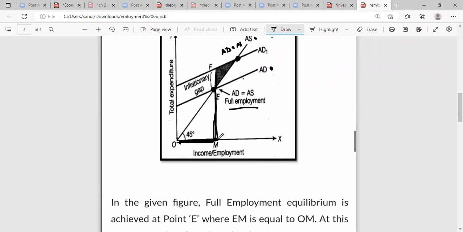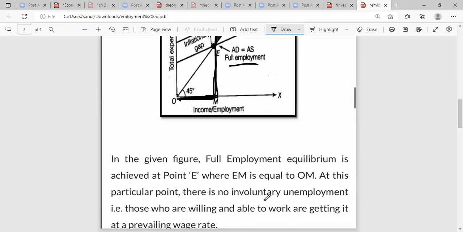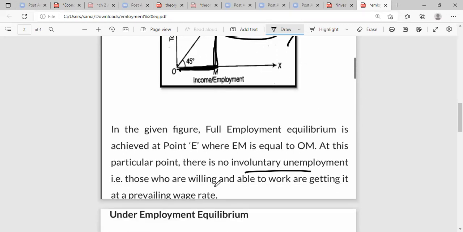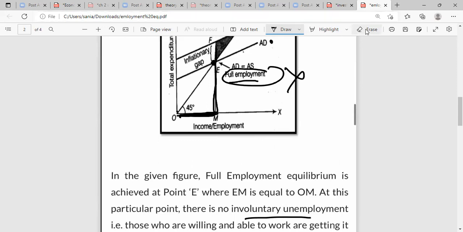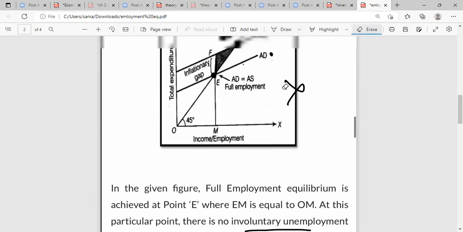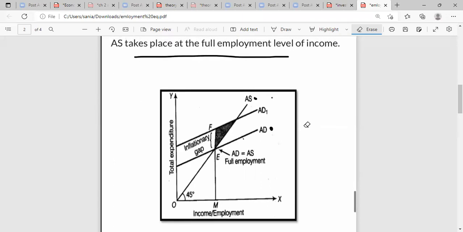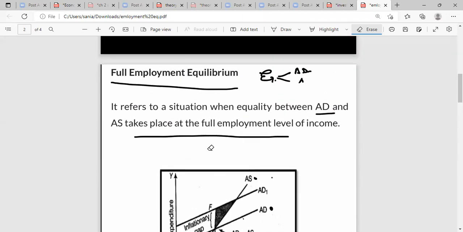Yes or no? Yes. Right? This is equal to this one. Okay. At this particular point, there is no involuntary unemployment. Here you can see they are equal. So it is full employment. So there is no unemployment. That is, those who are willing and able to work are getting work at the prevailing wage rate. So this is the situation. So they can ask you to explain full employment with the help of the graph itself. So you will just copy and paste this whole diagram. Clear? Yes, ma'am. So you can draw it.